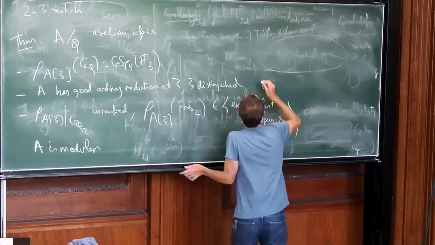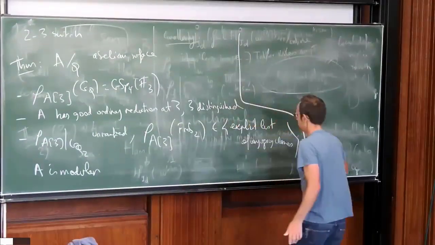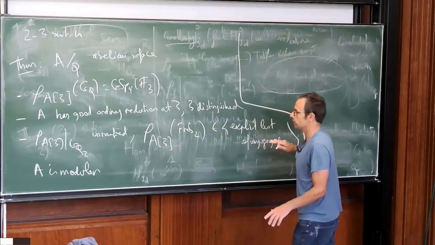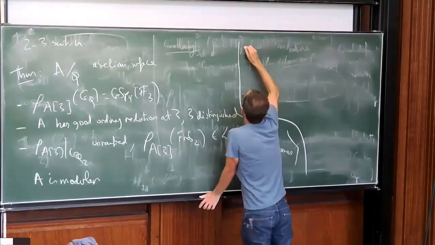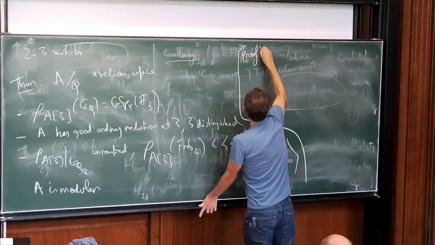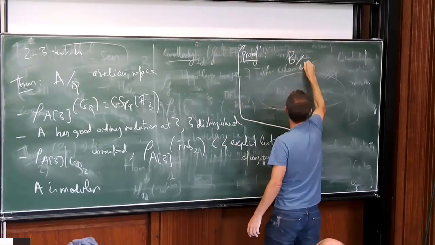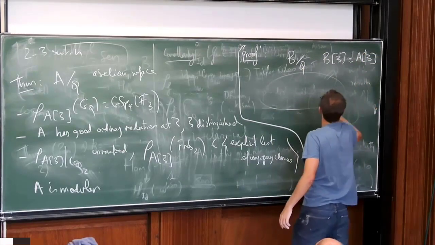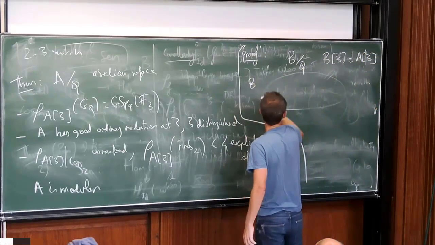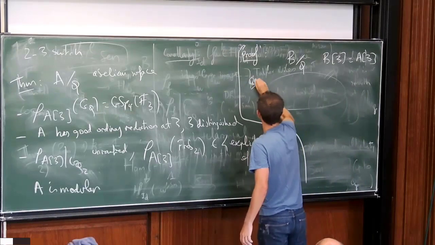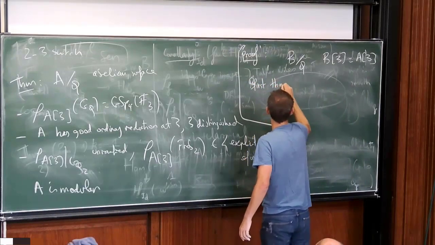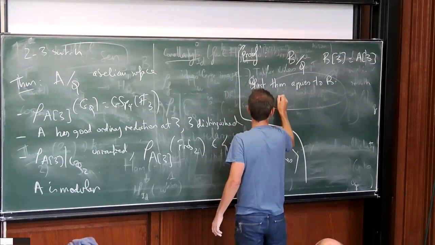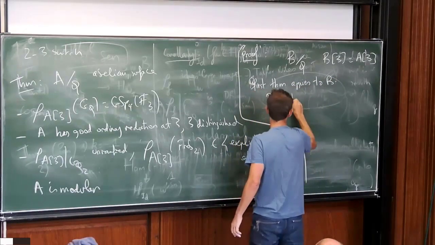So let me explain briefly why we have this second assumption. The proof idea is to find some B over Q, where B[3] is A[3], and clearly the first theorem applies to B. So in particular, B over Q2 has good ordinary reduction.